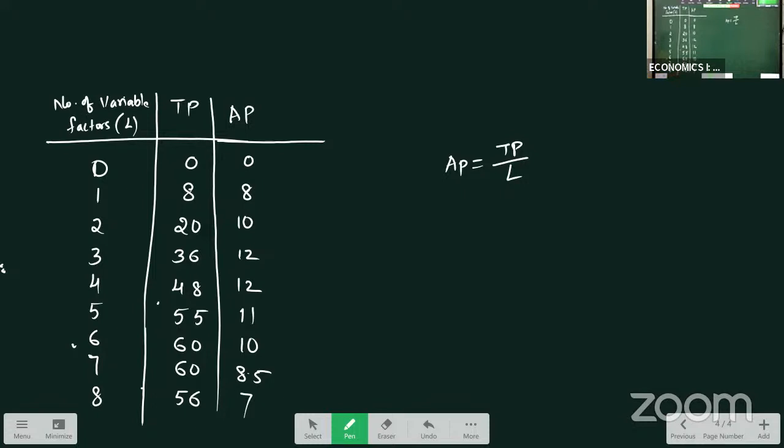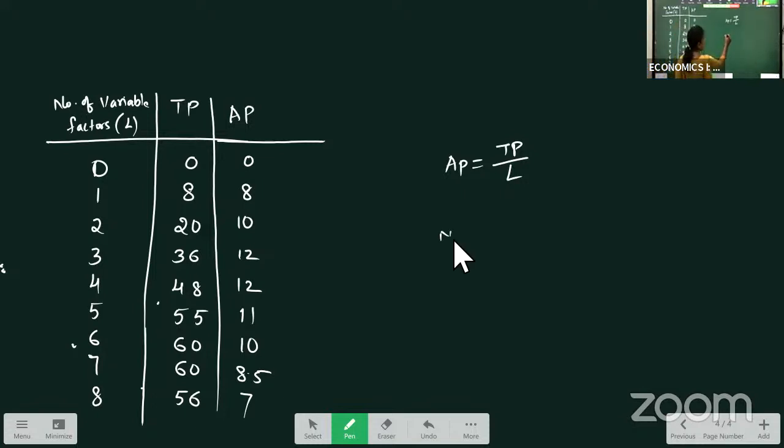Understood this one? How you got AP? AP is nothing but TP by L. TP already we have. L is the variable factor. So TP by L: 8 divided by 1, 20 by 2, 36 by 3. Means total output we divided by number of labor. So we will get on an average how much one labor has produced. So this is our average product. Hope it is clear.